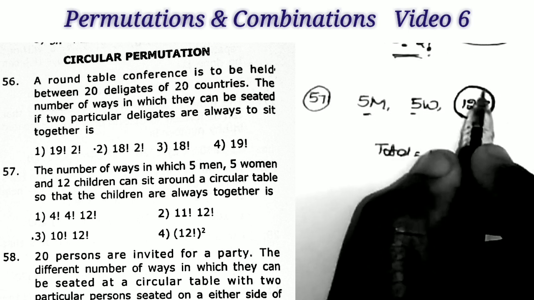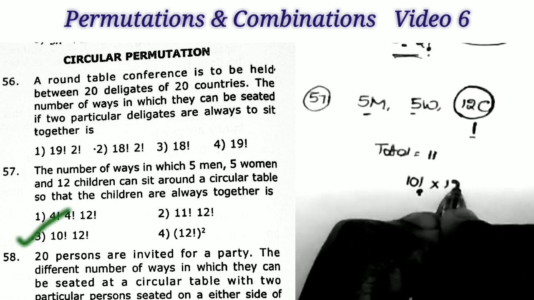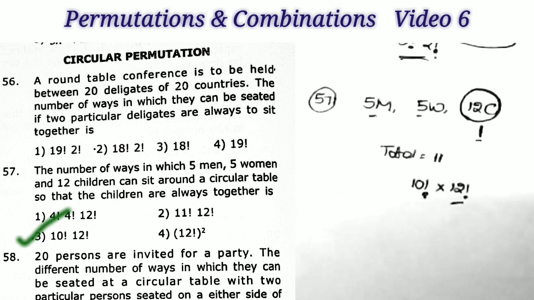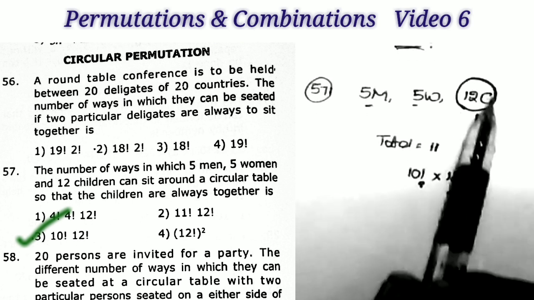And the 12 children can be rearranged in 12 factorial. That is, the answer is equal to 10 factorial into 12 factorial, and that is the third option. That's all, very easy.